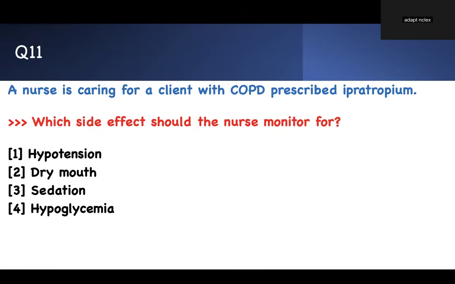Which side effects should the nurse monitor for? It's an anticholinergic. It does not cause hypotension. It causes dry mouth. It does not cause sedation. It does not cause hypoglycemia. What do you worry about? Number 2.